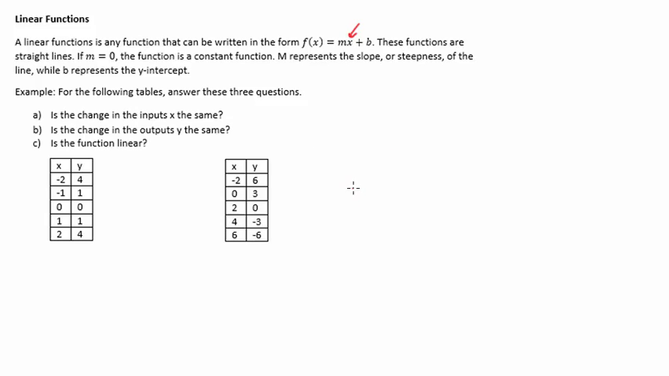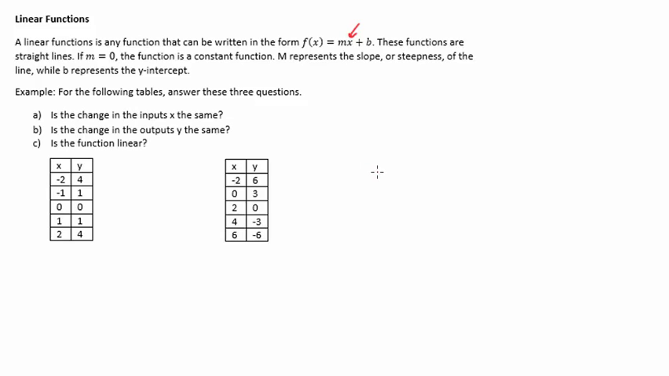That's what linear means. If m equals 0, that would take out the mx part and we just have a b. That function is a constant function. The m in our formula represents the slope or the steepness of our line, and the b represents the y-intercept.